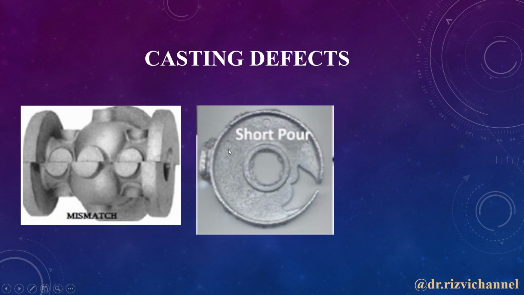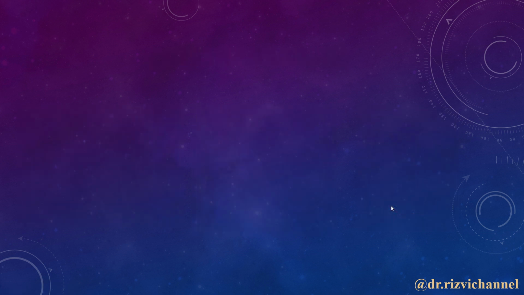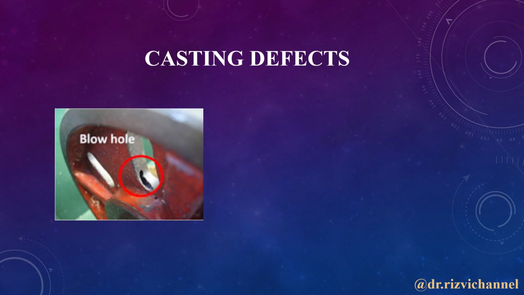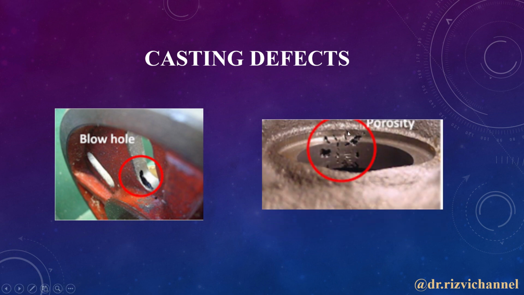Sometimes the total material does not enter the cavity and due to short pour the casting remains incomplete, and sometimes there are sand inclusions and you can see these type of defects on the surface of the casting. Sometimes blowholes are also observed on the surface of the casting and porosity like this.